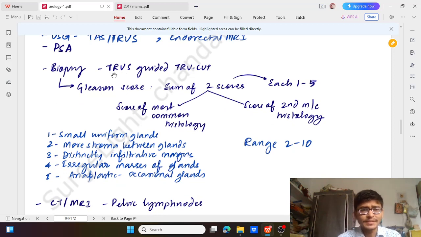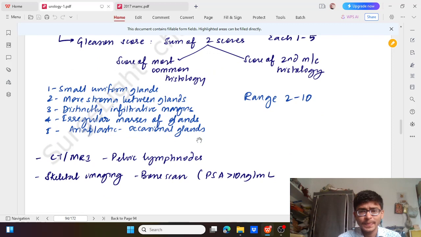Biopsy, that will be TRUS guided biopsy, that is transrectal ultrasound guided biopsy, Tru-Cut, and we'll have Gleason score, which will be most commonly used to grade these prostate cancers. So what is Gleason score? It is the sum of two scores, each score can vary from 1 to 5. So what are these two scores? First is the score of the most common histology and second is the score of the second most common histology.